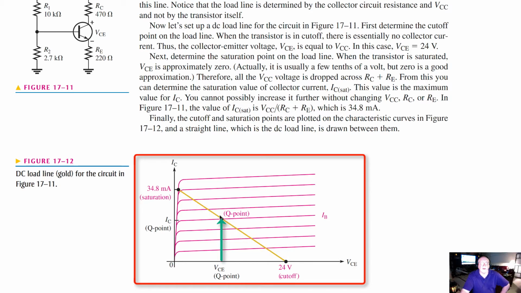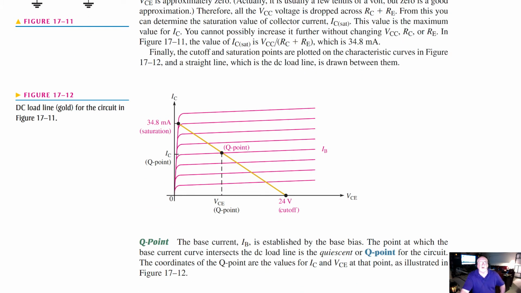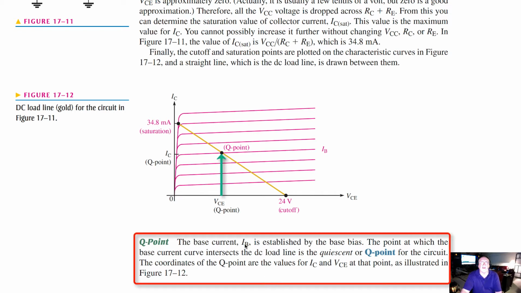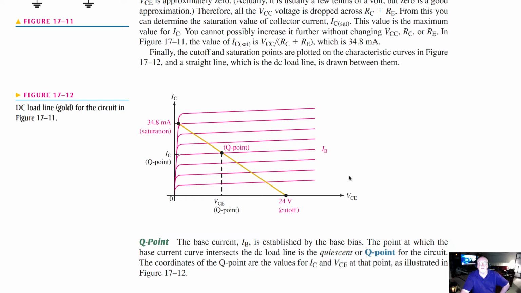In the center here, we're going to find out what this Q or quiescent point is. So the Q point, the base current I sub B, is established by the base bias. The point at which the base current curve intercepts the DC load line is called the quiescent or Q point. So we have the VCE intersecting with the load line, that gives us our Q point. The coordinates of the Q point are the values for I sub C and VCE at this point, as illustrated.